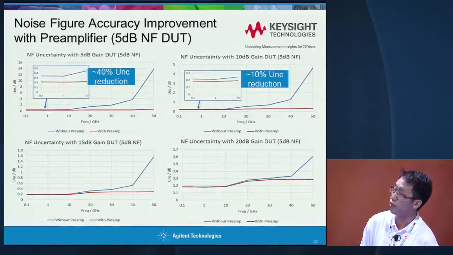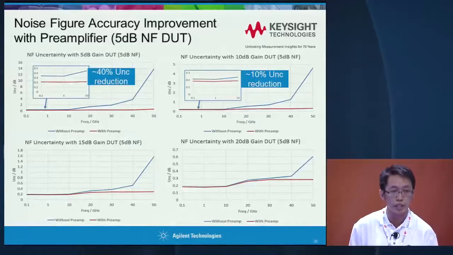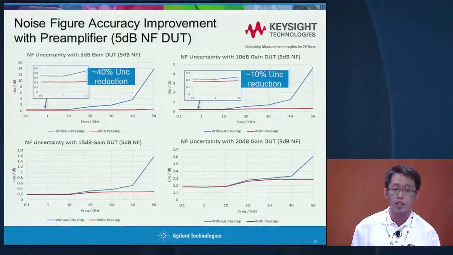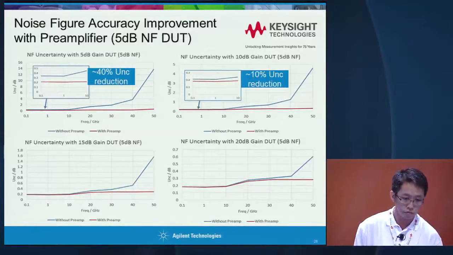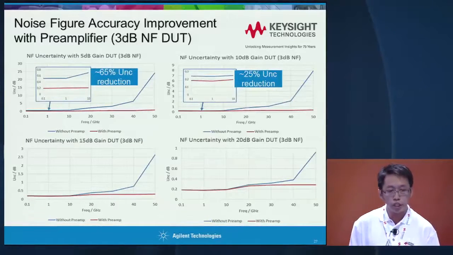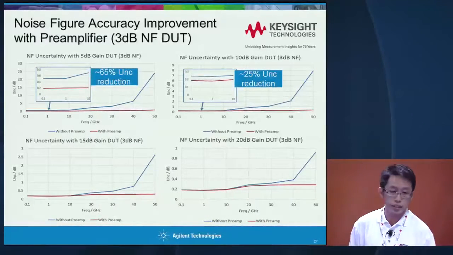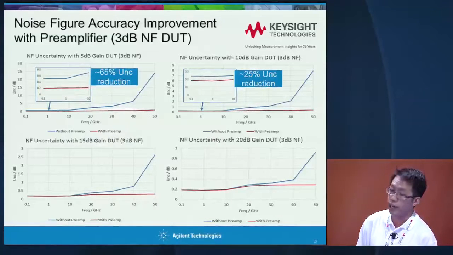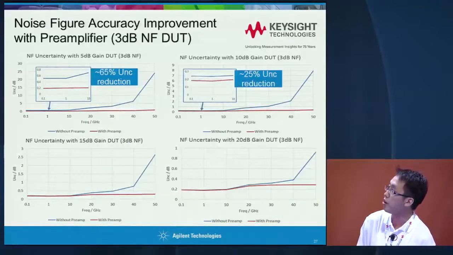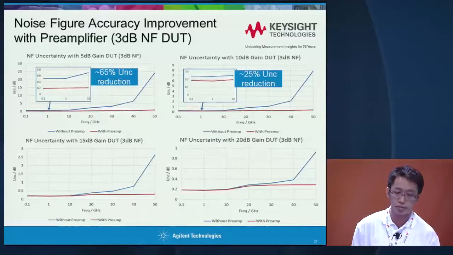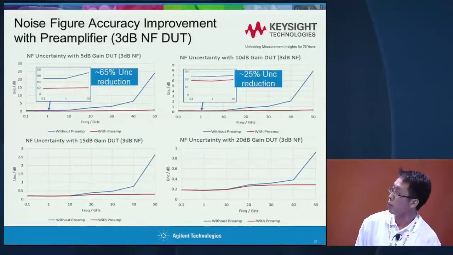We are able to get around 40% uncertainty improvements when we are measuring a 5 dB gain, 5 dB noise figure DUT below 10 GHz. The improvement is more significant when the frequency goes higher. When we measure with even lower noise figures, say 3 dB, we are able to get even more uncertainty reductions. For the case as shown over here, we are getting around 65% uncertainty reductions when we are measuring 5 dB gain, 3 dB noise figure. The uncertainty reduction is a lot more when the frequencies go higher.